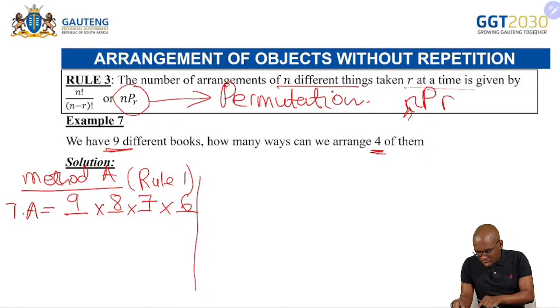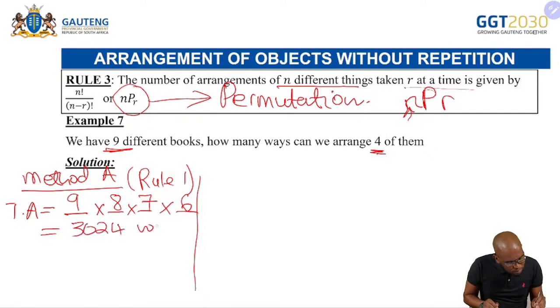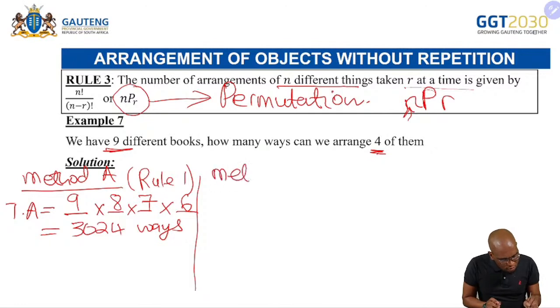Now if you multiply that, 9 times 8 times 7 times 6 using your calculators, you get that this is 3024 ways. Right. Now, we can also make use of method B, that is rule 3.